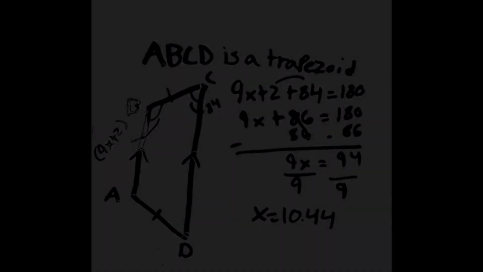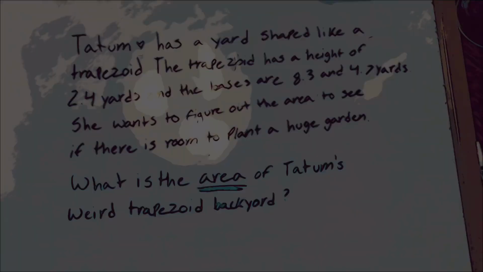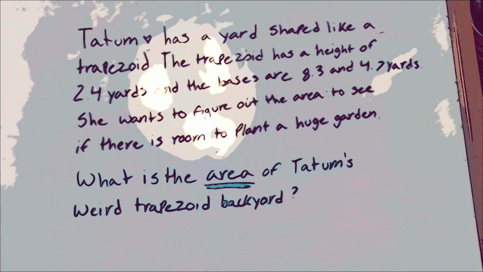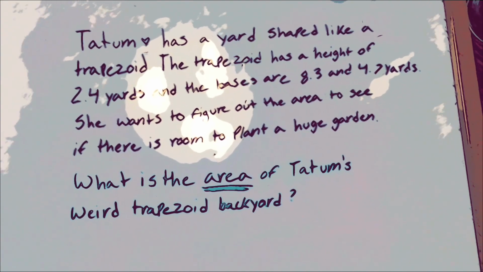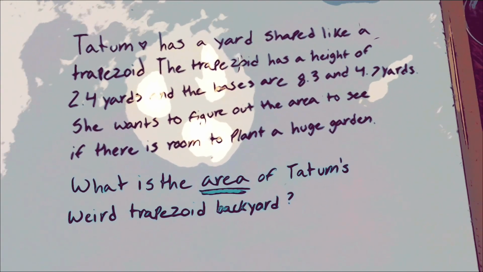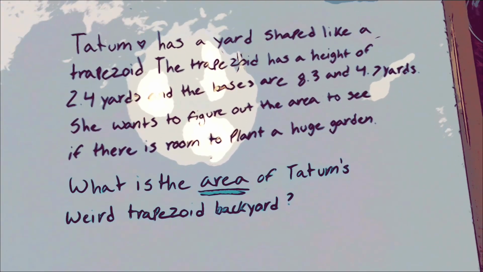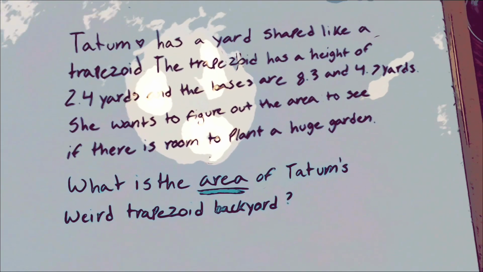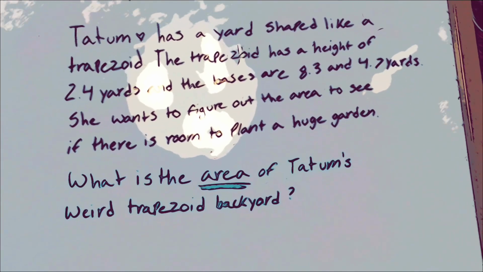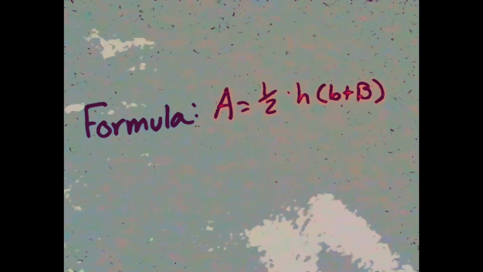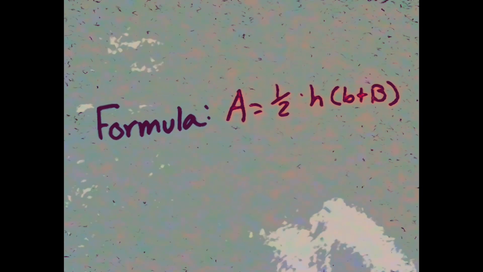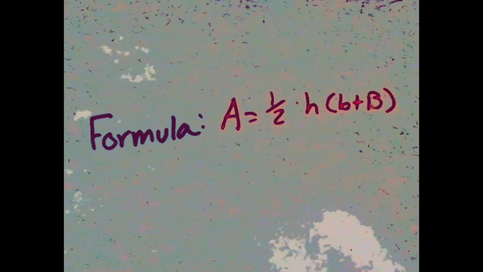Now for the real life problem. Tatum, my bestie, has a yard shaped like a trapezoid. The trapezoid has a height of 2.4 yards and the bases are 8.3 and 4.7 yards. She wants to figure out the area to see if there's room to plant a huge garden. What is the area of Tatum's weird trapezoid backyard? So the formula for this problem is A equals 1/2 times height times base 1 plus base 2.